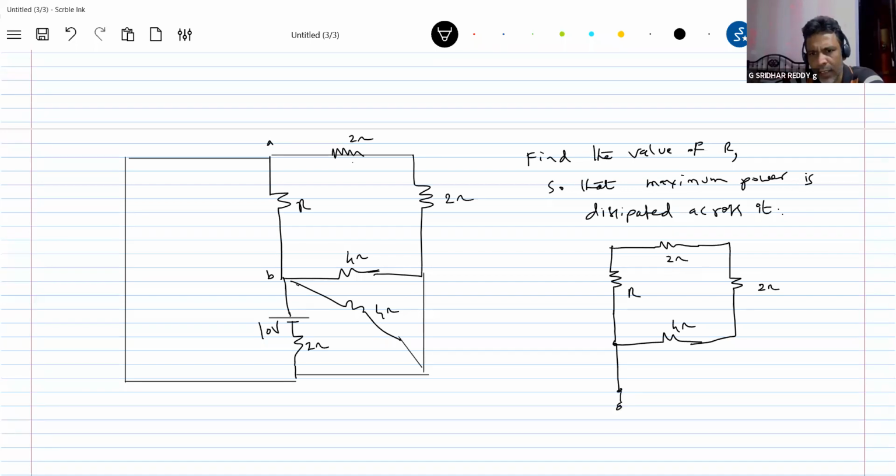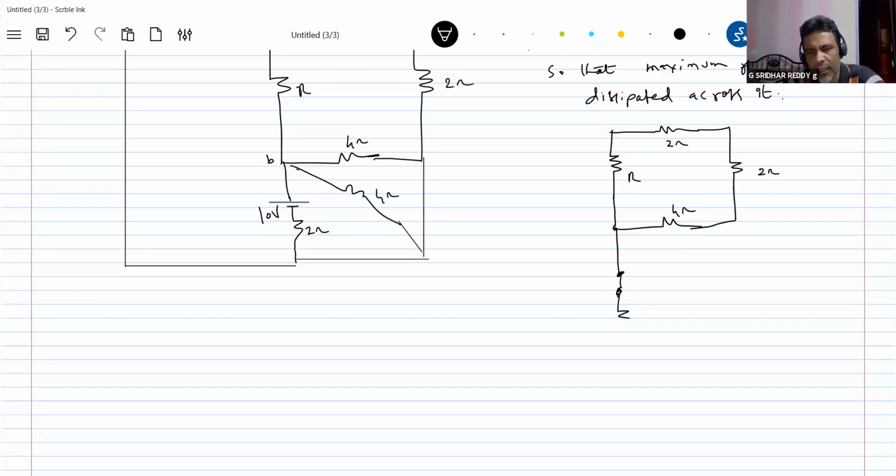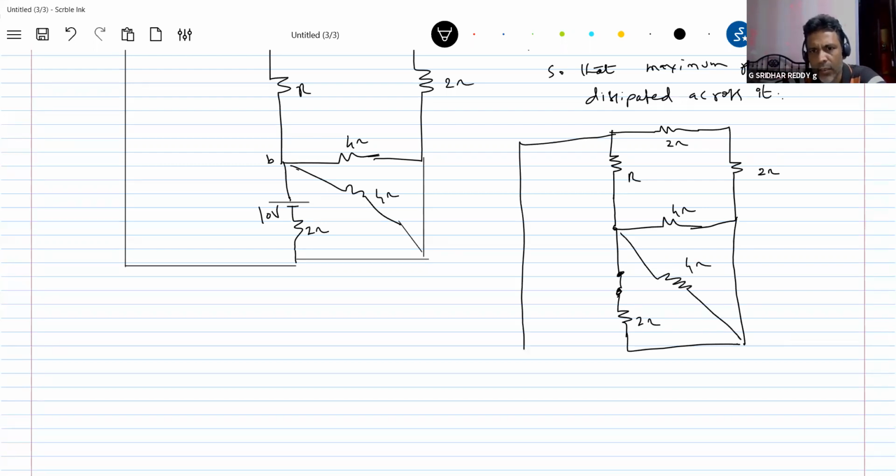Where a cell is there, I replace it with a 0 volt source. Then all the internal resistance that it has will be retained: 4 ohm, and this is 2 ohm. And this was that wire which was there, and these are the terminals. Now what you should do is find the effective resistance RAB.